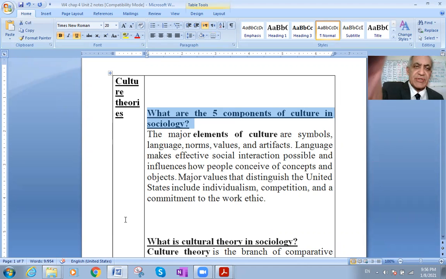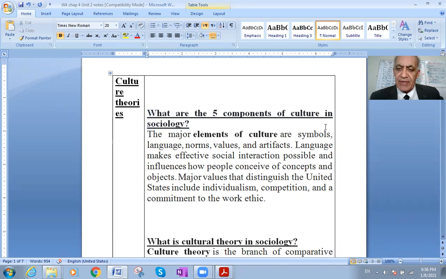What the culture consists of. So the components of culture, the main elements, are symbols, like we said before, language, norms, values, and artifacts. Language makes effective social interaction possible and influences, because the effect of the language is very, very important to acquire a specific culture identity. Language is one of the most important concepts and objects for that.